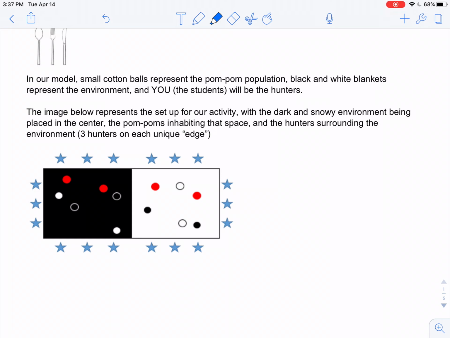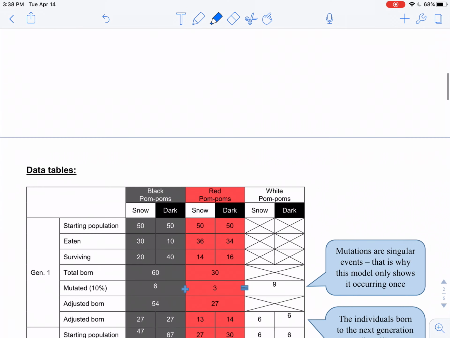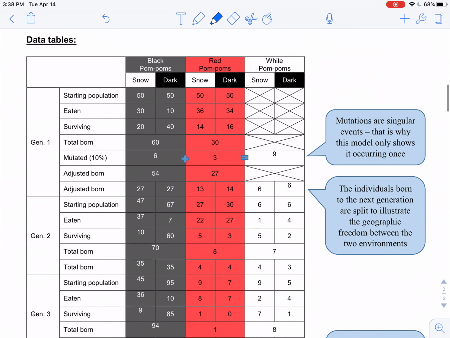So you would have been the predators, and these cotton balls would have been the prey organism, which we're calling pom-poms. For our intro video, I just wanted to explain the data table that I have filled out for you. These numbers we would have gotten after some calculations in class. We would have done a round of hunting and then some calculations in order to generate our own data, but I've just filled in some fake numbers for you. I want to go through this data table with you to make sure you understand where these numbers are coming from and how I do my math from one line to the next.